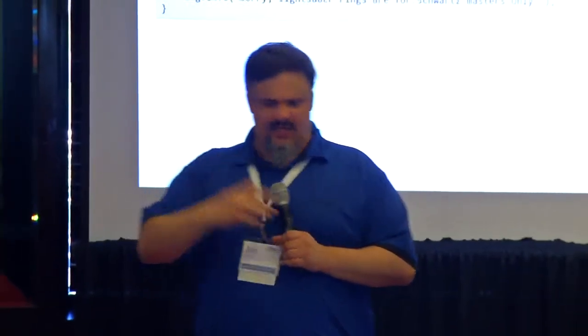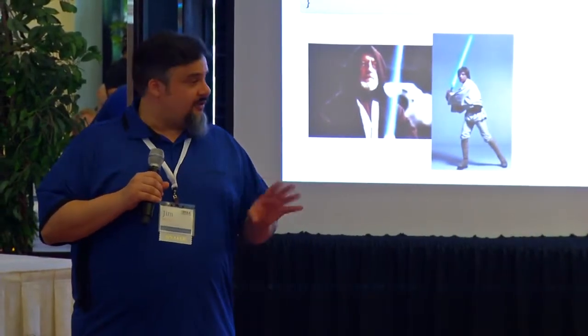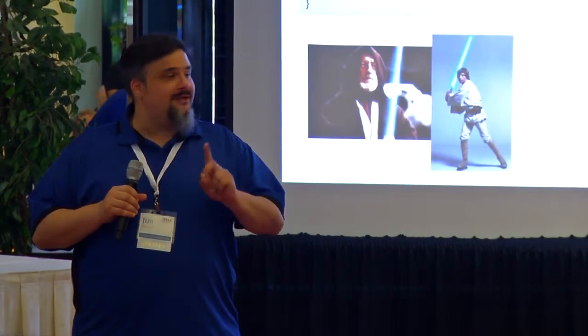Obi-Wan Kenobi. I like you. Okay, so if the user is a Jedi, then let them wield a lightsaber. Let's add that code to 10,000 locations, regression test, unit test, push it live, hope you didn't break anything. Next, who's the next character to wield a lightsaber? Luke, and what was he at the time? Padawan, right. So if the user is a Jedi, or if the user is a Padawan, then let them wield a lightsaber. Regression test, unit test, push it live, 10,000 places, hope you didn't break anything.